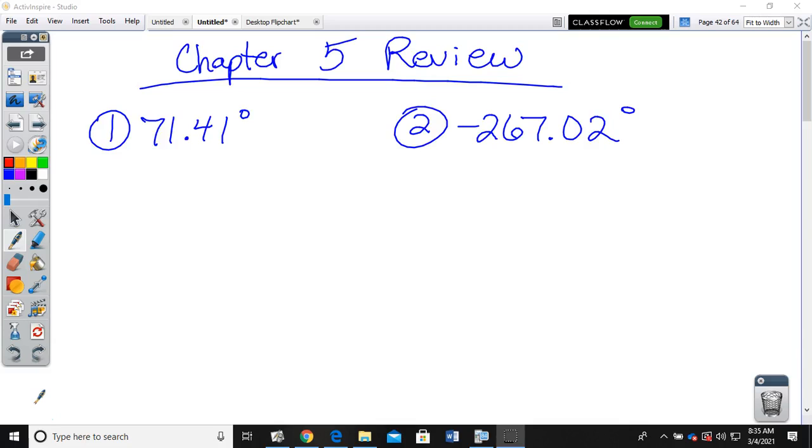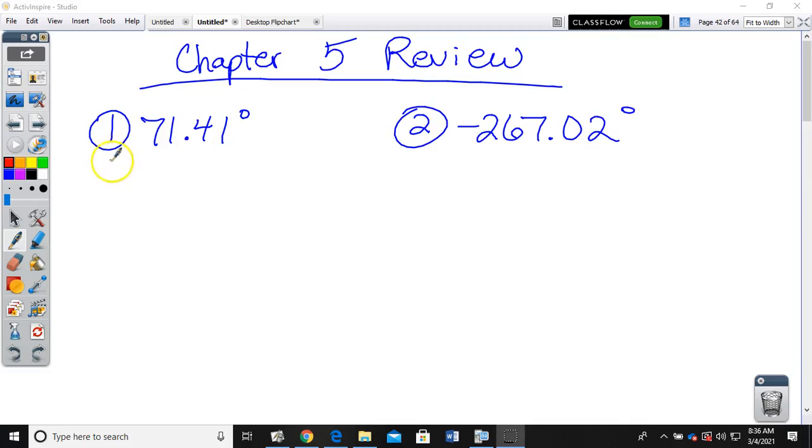On number 1 and 2, you of course have the actual directions. It says change the decimal to degrees, minutes, and seconds. Yes, you can do it on your calculator, but make sure you show me just this little work so I know you know how to do it if you didn't have a calculator.